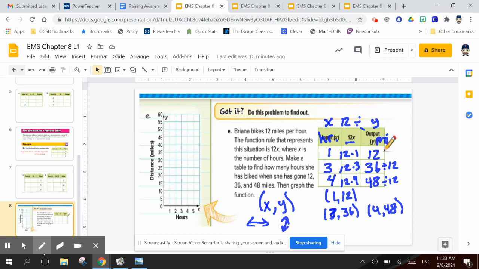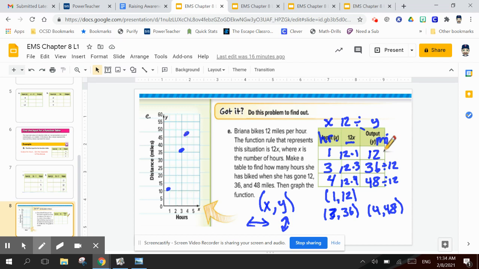So I start over here on my graph. I start at 0. I go over 1 to the right. And I go up to 12 and make a dot. My next one is 3 to 36. So I start at 0. I go over to 3. And I go up to 36. And my last one is 4 to 48. So I start at 0. I go over to 4. And I go up to 48.